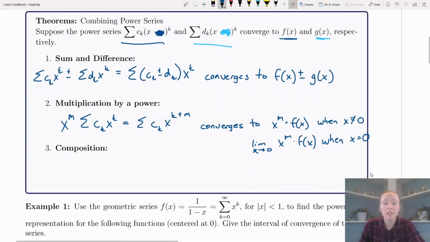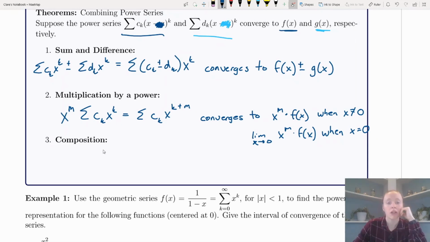And lastly, we're going to talk about composition. So for composition, let's say that we have some function g of x that's going to be b times x to the m. So g of x is going to be b times x to the m. So m is going to be some positive integer in this case, and b is not going to be 0.